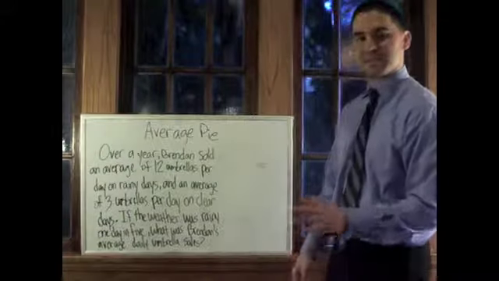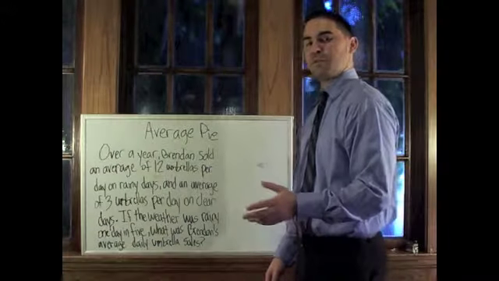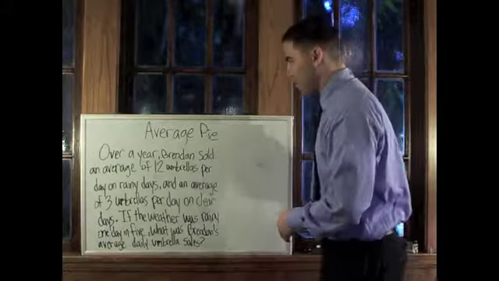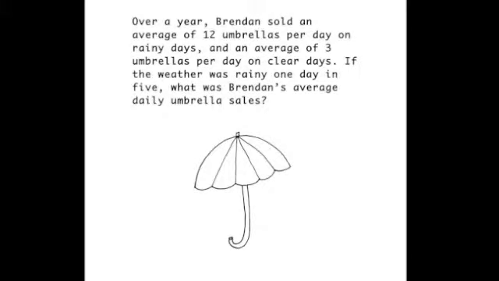Alright, so now let's take the same topic that we just went over, average pies, and apply it to a slightly more difficult problem. So here we have, over a year, Brendan sold an average of 12 umbrellas per day on rainy days and an average of 3 umbrellas per day on clear days. If the weather was rainy 1 day in 5, that's a rough year, what was Brendan's average daily umbrella sales?